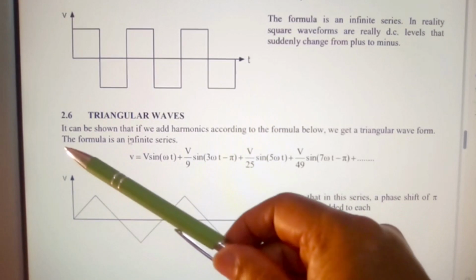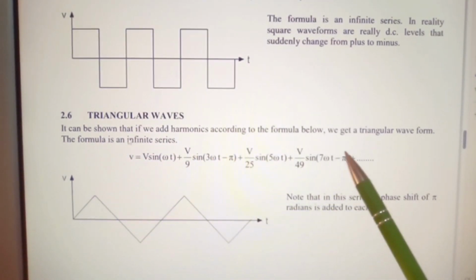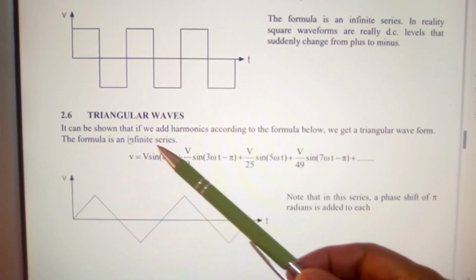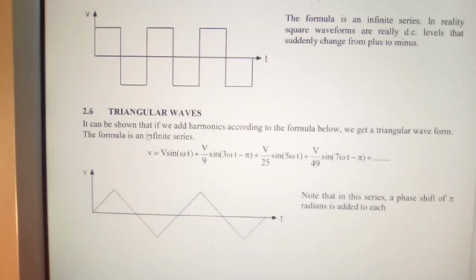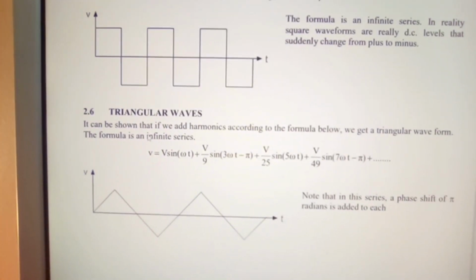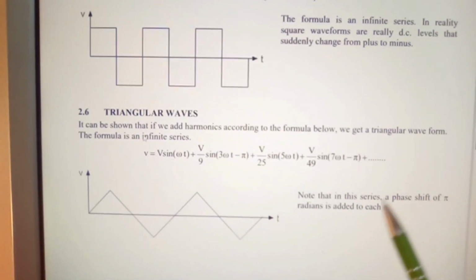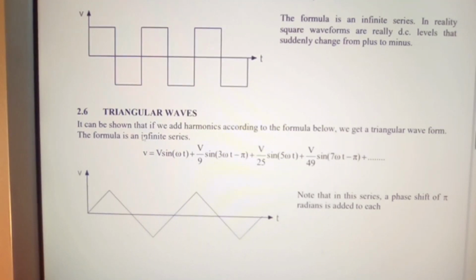Triangular waves. It can be shown that if we add harmonics according to the formula below, we get a triangular waveform. The formula is an infinite series, and again similar to above. Note that in this series, a phase shift of pi radians is added to each.